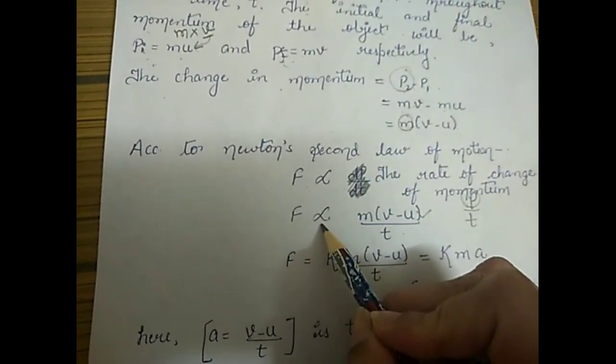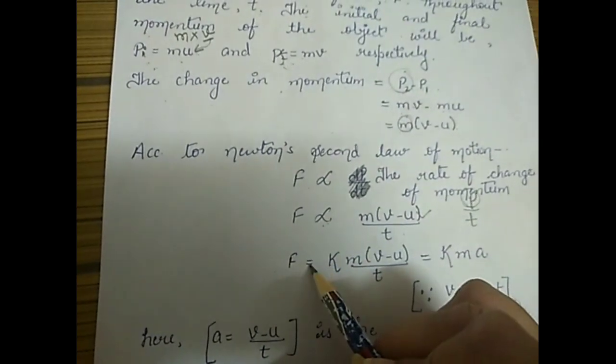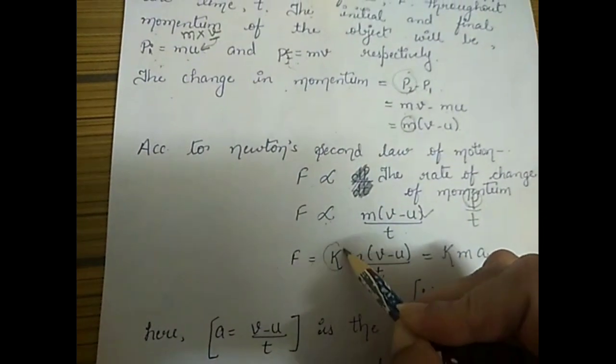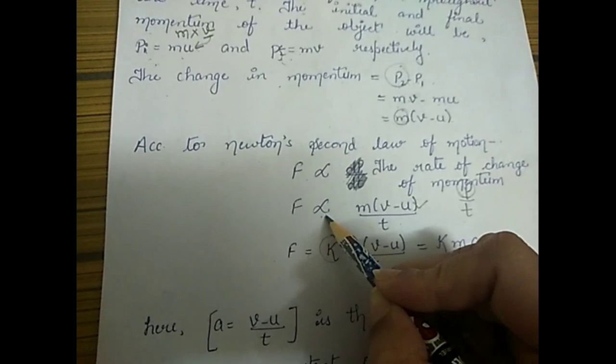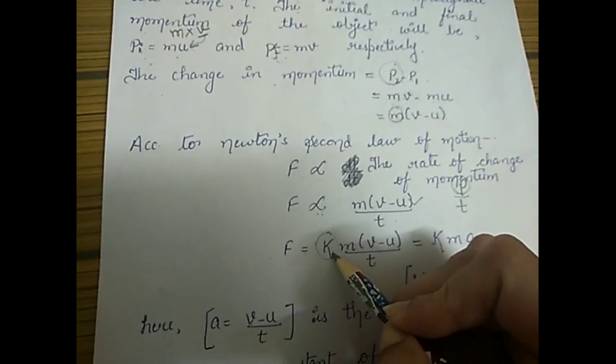Now when we remove the proportionality sign, what do we put? We put an equal sign with a constant. This constant is known as the constant of proportionality, because it comes due to the proportionality sign.